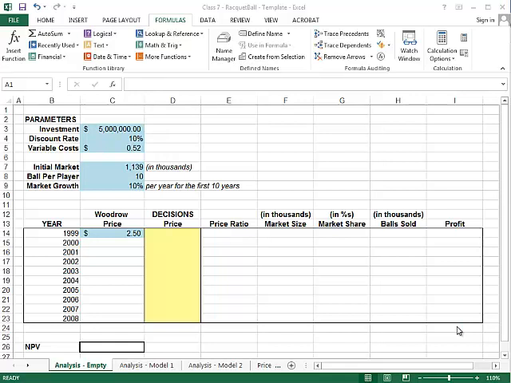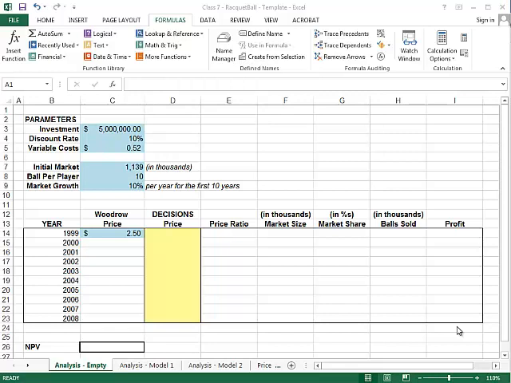The goal of this model is investigating whether this investment is worth pursuing or not. We will be doing that by looking at the net present value of this particular investment over the next 10 years, from 1999 to 2008. I have created a spreadsheet here that will help us with that analysis.